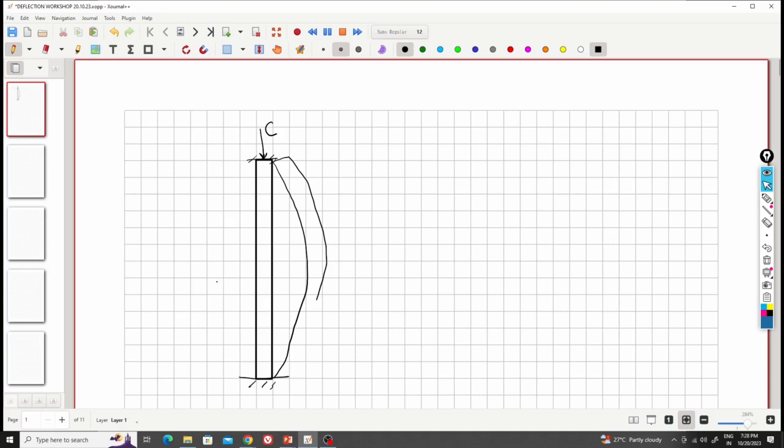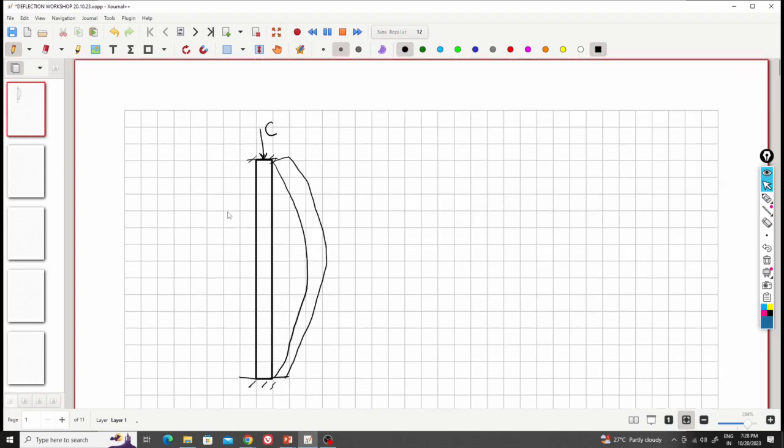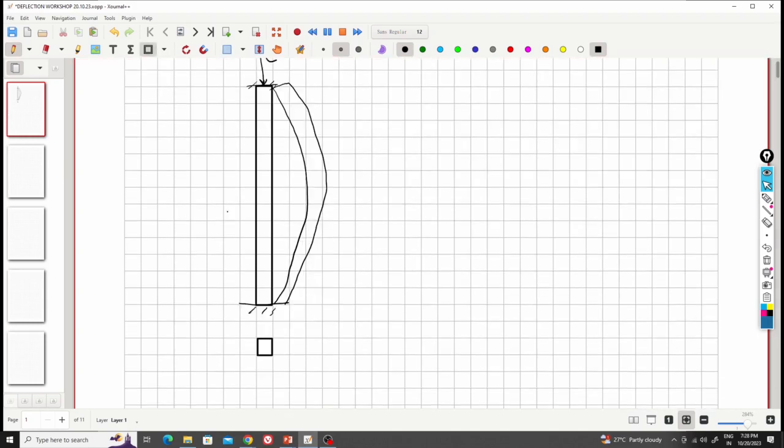What is the reason? Can anyone tell me? Why is there a buckling of this column? Sir, if the slenderness ratio is more, then it will buckle. Yes. So yes, we can say, and let me take one more example.